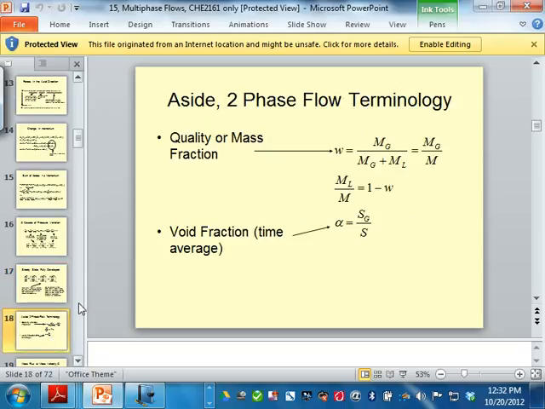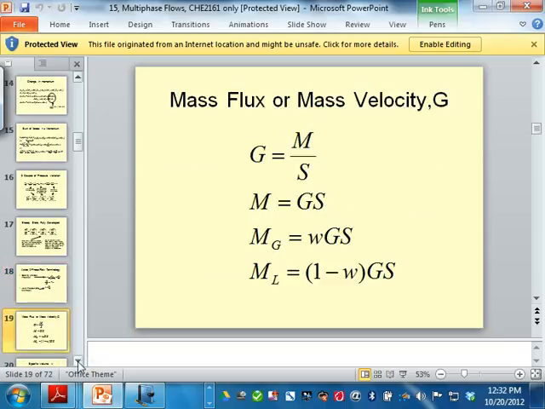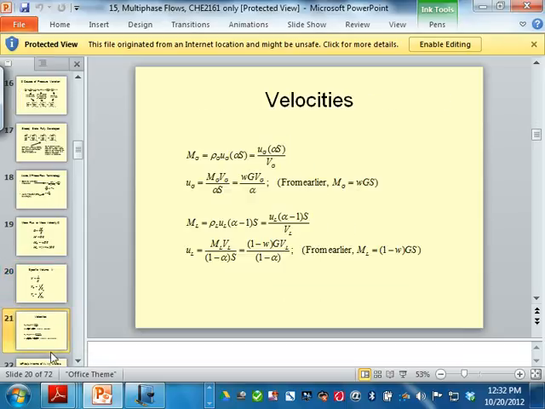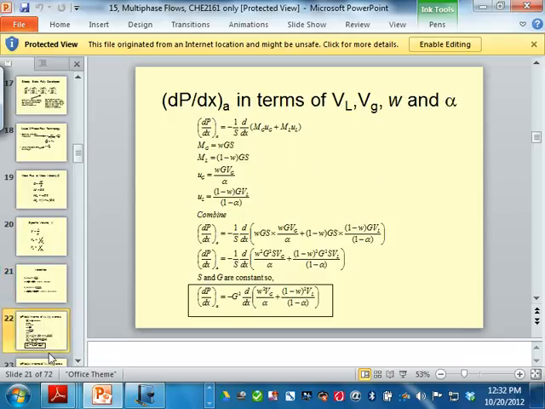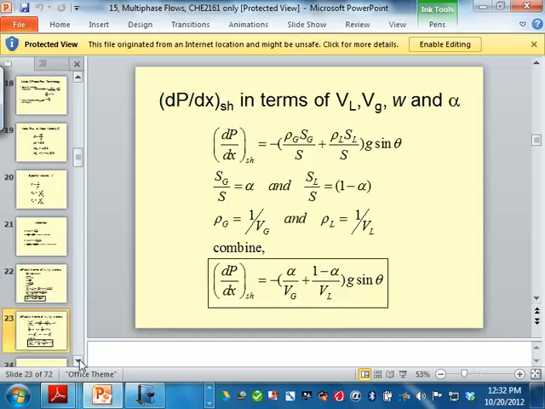Okay, two-phase flow. This one is done already. I think I'll skip this one. This one looks painful.